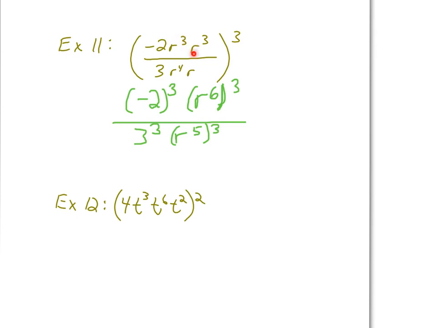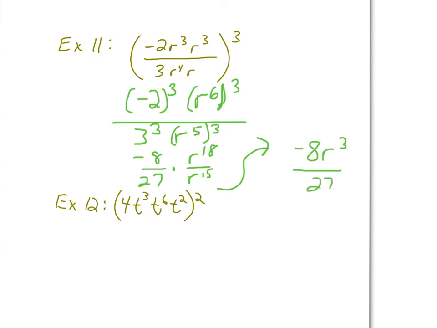So that's going to get me, the other way I could have done this problem, by the way, is I could have canceled r's. I've got r to the 6th and r to the 5th, and I could have just canceled that, and it's probably a little easier, but since I've already gone down this road, I'll keep going. So that's -8 over 27 times r to the 18th over r to the 15th. And so all that simplifies to -8. The extra r's are showing up in the numerator over 27.